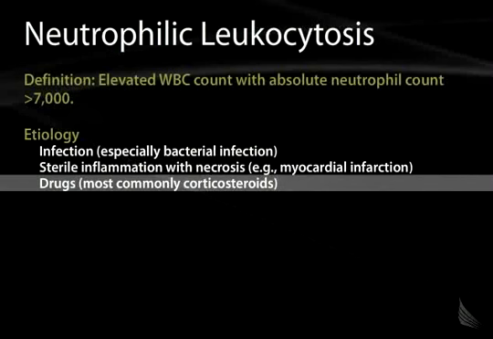Corticosteroids can cause what's termed demargination of white cells, so leukocytes are oftentimes adherent to the endothelium, and giving corticosteroids can cause demargination, or loss of adhesion of those cells to the walls of the blood vessels, and to be found in increased numbers in the peripheral blood.